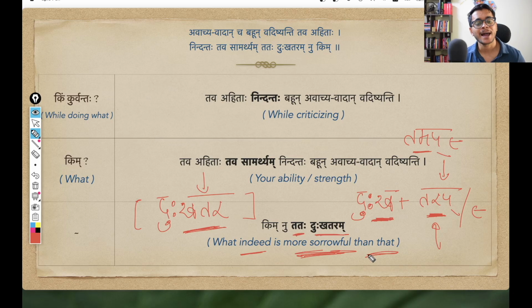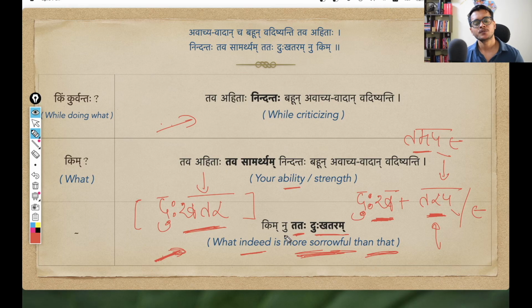Tataha means then that. So Krishna, after giving all these reasons to Arjuna that your enemies are going to say unspeakable words while criticizing your ability, is concluding with this statement, Kimnu tataha dukhataram. What indeed is more painful than that? That for a Kshatriya warrior and for a respected person such as yourself, what indeed is more sorrowful than that? That your enemies are going to speak derogatory words to you. They are going to criticize you, and joining them, even the general public are going to criticize you and think that you are a coward. So what indeed is more sorrowful, more painful than that? So I hope the impact of this ending statement, Kim nu tatah dukhataram, is clear, and all the padas are also clear.